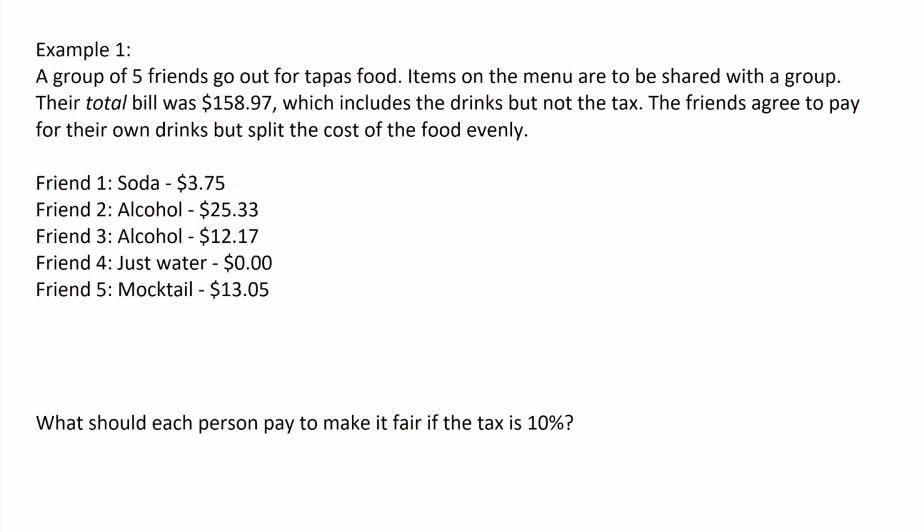Their total bill was $158.97, which includes drinks but not the tax. The friends agree to pay for their own drinks, but split the cost of the food evenly. We have a list of the costs each friend spent on drinks. If we add these together, we can find out how much of the bill is drinks costs. From there, we can split the remainder evenly between all 5 people. Take a minute to pause the video and sum up these values for drinks.